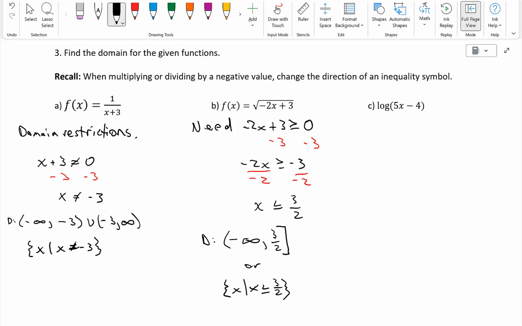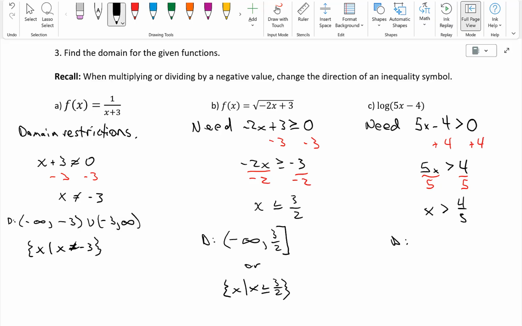For the log in C, we've got log of 5x minus 4. We'll talk about logs a lot more later. We're not really worried about the base or any of the points now. We just want to talk about the domain. So we need that argument inside, the 5x minus 4, to be strictly greater than 0. To solve for x, we can add the 4 to both sides. That gives us 5x is greater than 4. And dividing by 5 won't change the direction, right? Just those negatives. So we find that x has to be greater than 4/5.